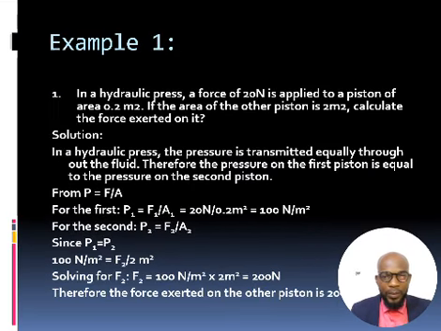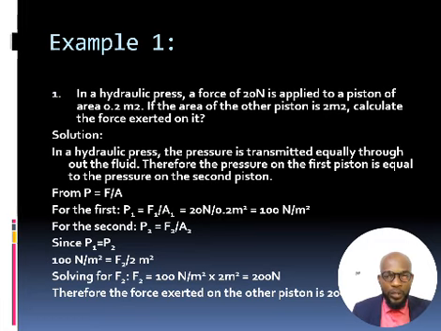Let's take an example. In a hydraulic press, a force of 200 Newton is applied to a piston of area 0.2 meters squared. If the area of the other piston is 2 meters squared, calculate the force exerted on it. So in a hydraulic press, the pressure is transmitted equally throughout the fluid. Therefore, the pressure on the first piston is equal to the pressure on the second piston. From pressure equal to force over area, the first pressure, P1, is equal to F1 over A1, which is equal to 20 Newton over 0.2 meters squared. This will give you 100 Newton per meter squared.